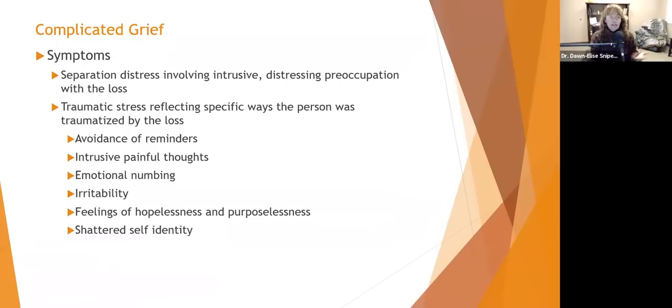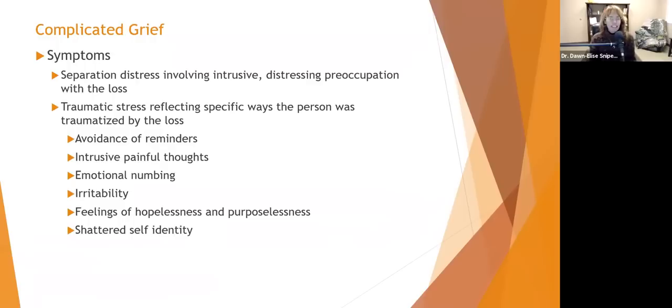Irritability. Well, when your HPA axis is activated and you don't have anybody to help you regulate it and you don't have the skills to do it, you're going to be irritable. Feelings of hopelessness and purposelessness. Obviously, a 2-year-old isn't going to articulate this, but you may see symptoms of depression in 2-year-olds and apathy. They're just really not into playing with much of anything. They just kind of sit there.